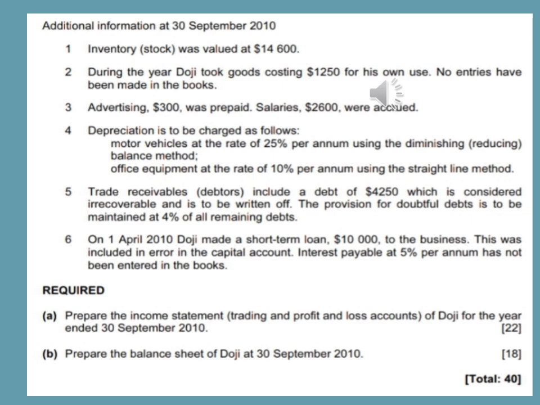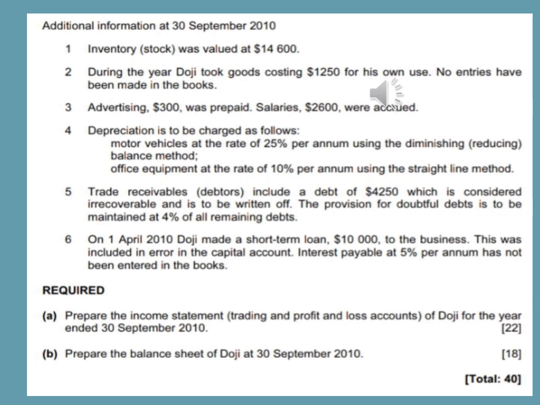Coming on to point number 6, on 1st of April 2010, Doji made a short-term loan of 10,000 to the business. This was included in error in the capital account. Interest payable at 5% per annum has not been entered in the books. First of all, we must understand the starting date and the ending date of the financial year of Doji's business. The year is ending on 30th September 2010, so it must have started on 1st of October 2009. So the financial year that Doji is trading in this year is starting from 1st October 2009 and ending on 30th September 2010.